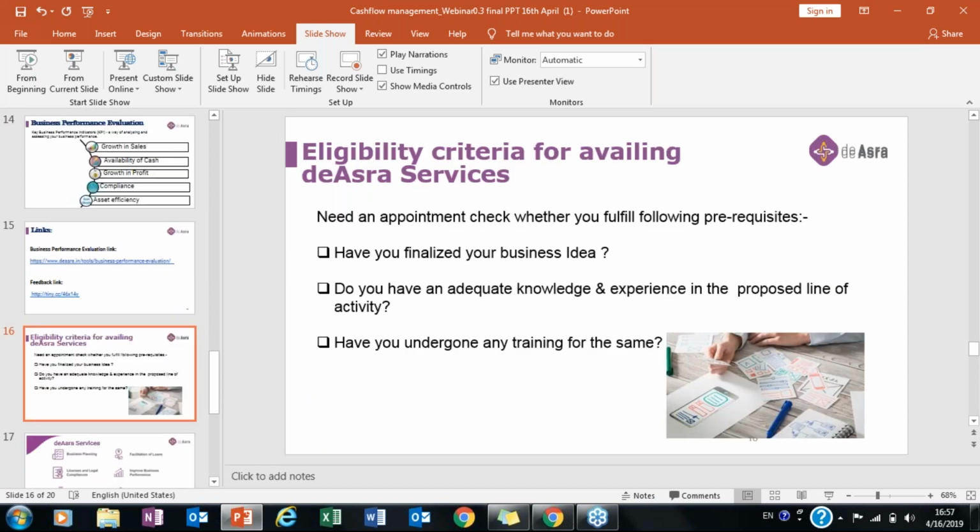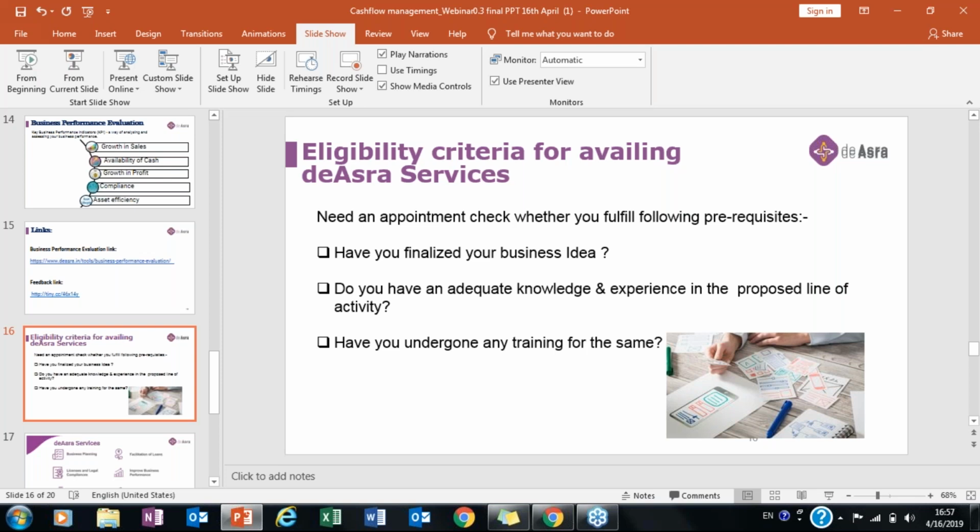Okay, so as we go further, I'll tell you about deAsra services. The eligibility criteria for taking deAsra services are as follows. You can talk with us over the phone, email, or any sort of media that you have, and you can get in contact with us. First things first, you need to have your business idea clear, that is, what kind of business you want to start and what kind of activity you want to get into.